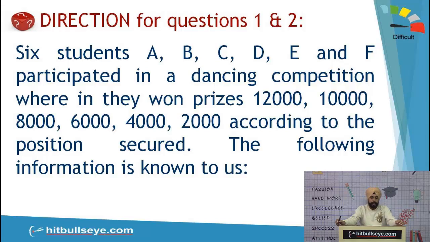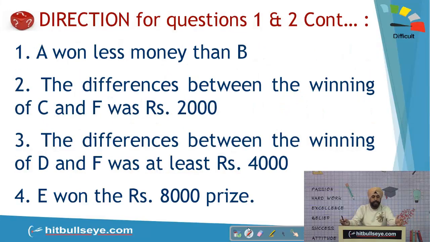There are 6 students, A, B, C, D, E, F, and they have won various prizes starting from 12,000 to 2,000 according to the position. So it's very obvious who would have scored a better position would have got a higher prize. That is, first prize will get 12,000 and so on. Then there is some further information. 1. It says that A has won less money than B. So A has won less money than B is the first thing that we note from there.